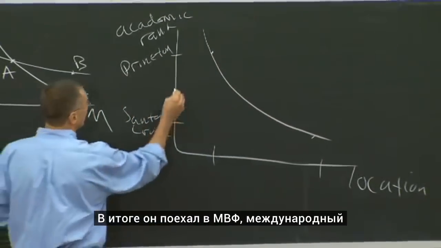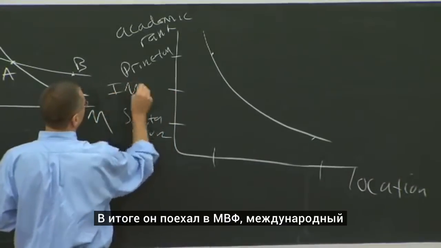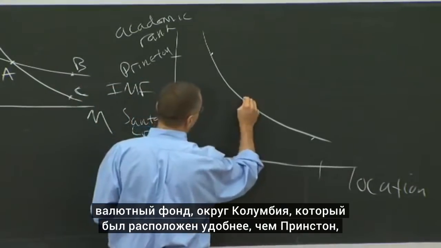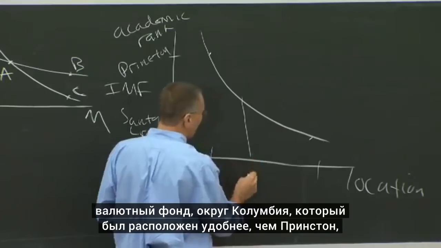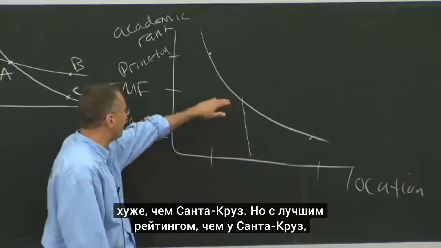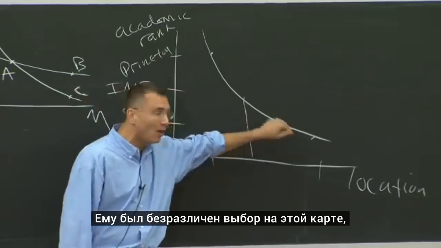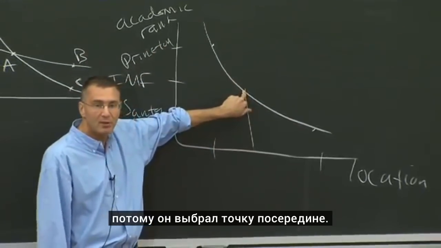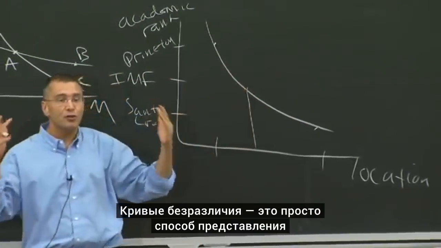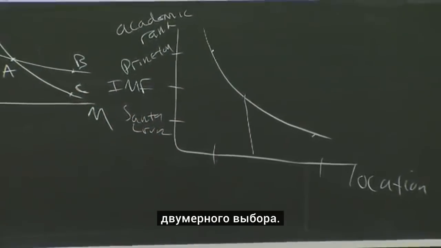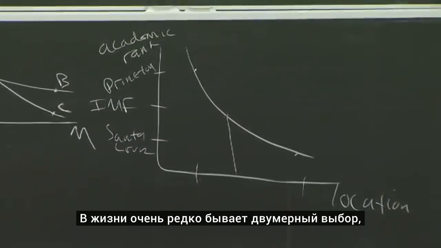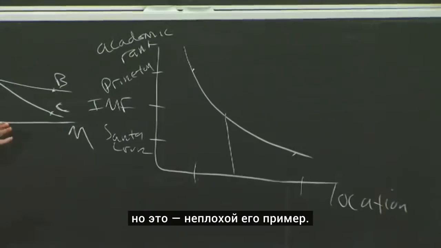He ended up going to the IMF, the International Monetary Fund in DC, which had a better location than Princeton, worse than Santa Cruz, but a better reputation than Santa Cruz and worse than Princeton. So he decided he was indifferent along this map, and he ended up choosing a point in the middle. But indifference curves are just a way of representing 2-dimensional choices. Now, very few choices in life are purely 2-dimensional, but that's a nice example.